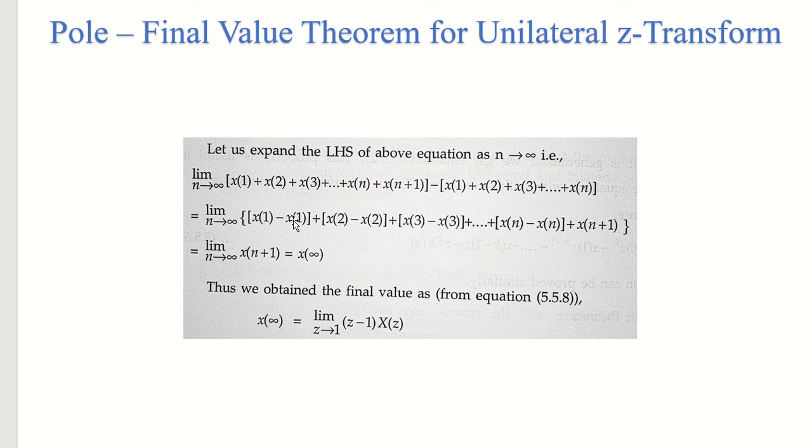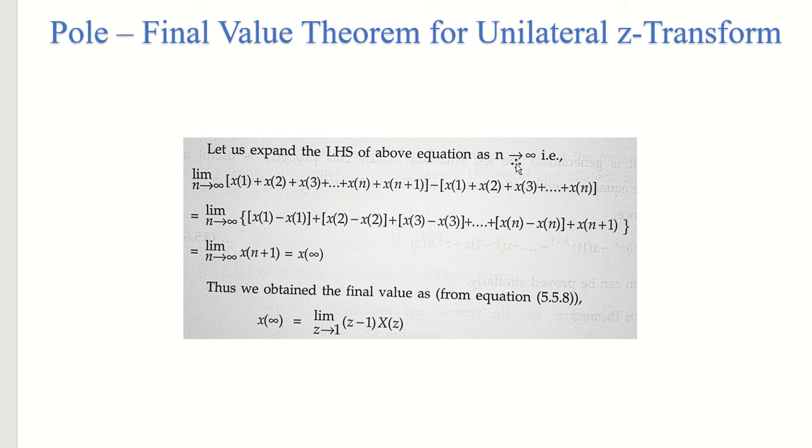So when you do the math in both of these sequences, you will see that x of 1 will get subtracted from x of 1. Basically everything will get cut out, and the only thing which will be left in the end will be x of n plus 1. So you are basically taking the limit as n tends to infinity of x of n plus 1, which will be equal to x of infinity. And from that we have obtained the earlier equation: x of infinity will be equal to limit z tends to 1 of z minus 1 times X of z.